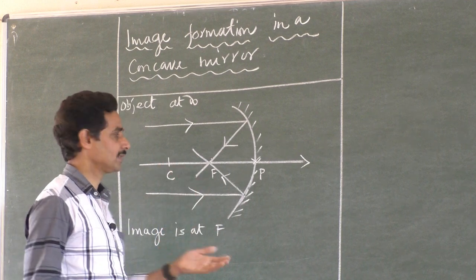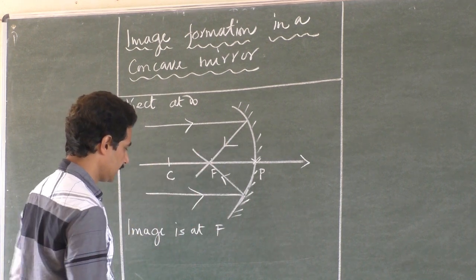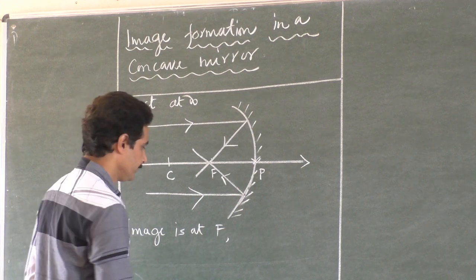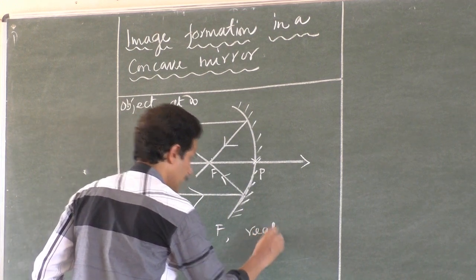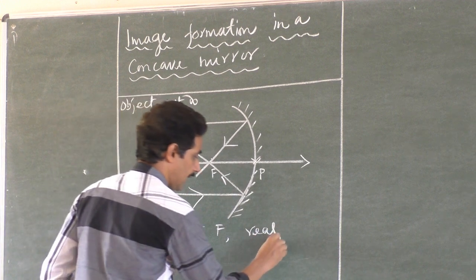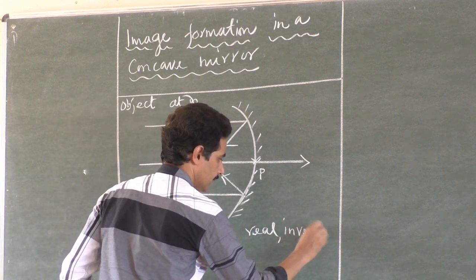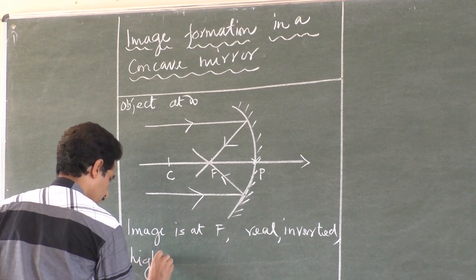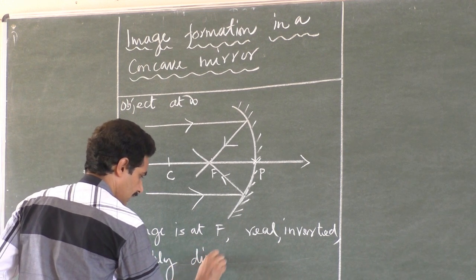For an object at a very large distance, parallel rays are emitted and they meet at focus. Image is at F, and image nature is real, because really the rays of light meet, and inverted and highly diminished because it is very, very small. Highly diminished.